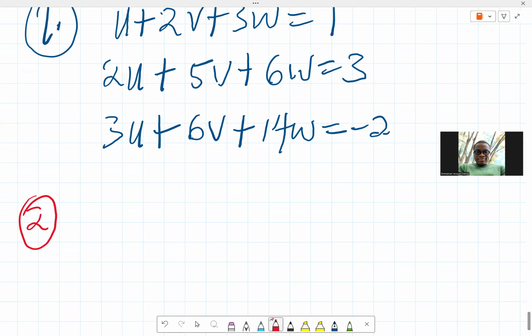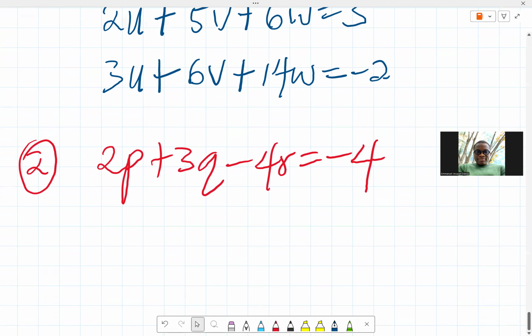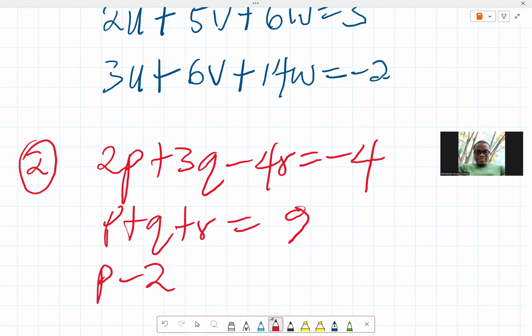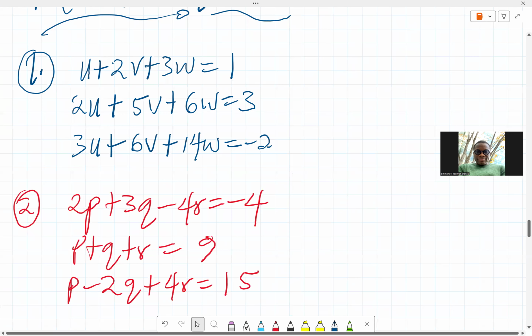And for question 2, you can try this. 2P plus 3Q minus 4R equals minus 4. Then P plus Q plus R is equal to 9. And then P minus 2Q plus 4R equals 15. So try this using all the methods you have ever learned and see how well you have mastered the methods.